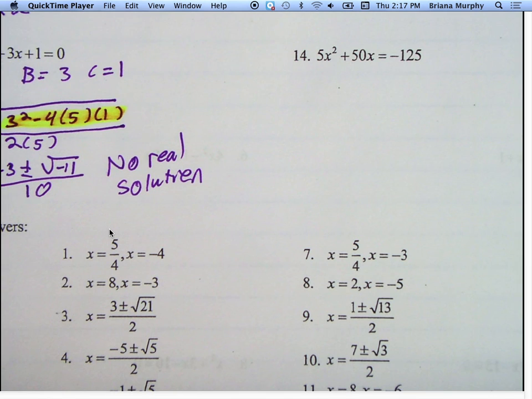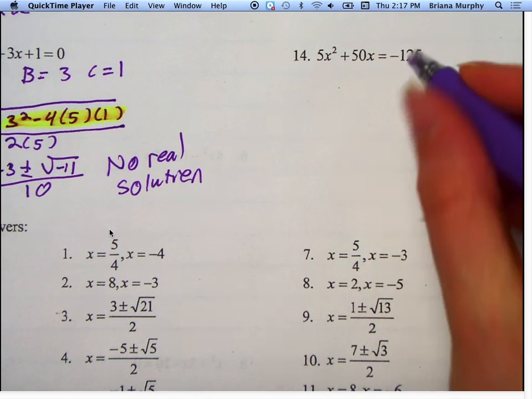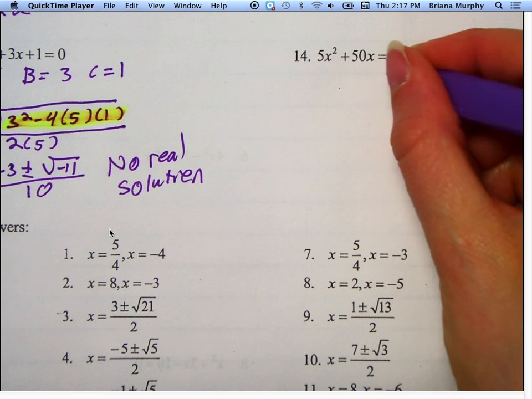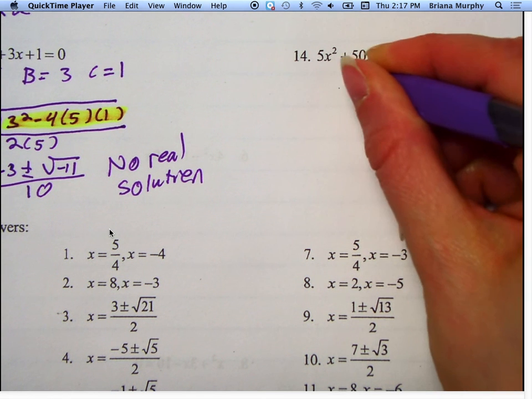First of all, is this in ax squared plus bx plus c form? No. So I have to add the 125 to both sides, right? I need to have one side equal to 0.